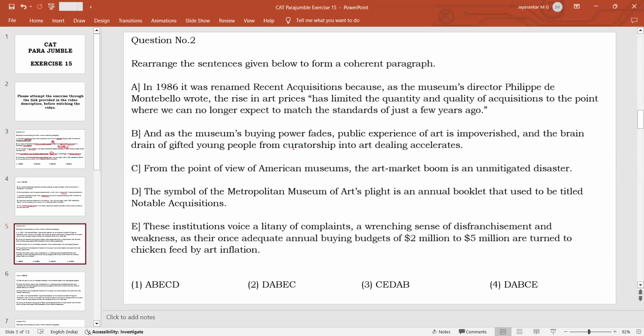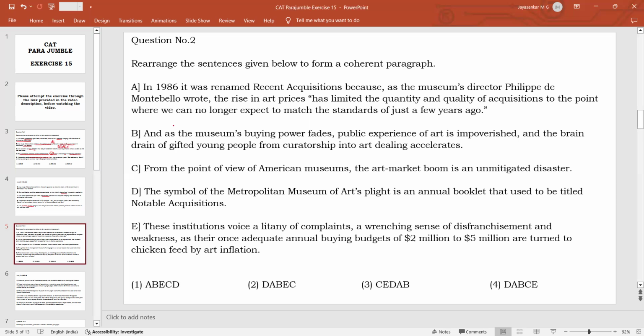So this question is basically talking about art inflation and how art museums are not able to acquire notable works of art because of budget constraints. Previously the budget was enough for art museums to purchase good works of art, but nowadays, because of the art inflation or the booming art market where the products have become very costly, art museums are not able to purchase good works of art. This particular aspect is talked about in this passage.